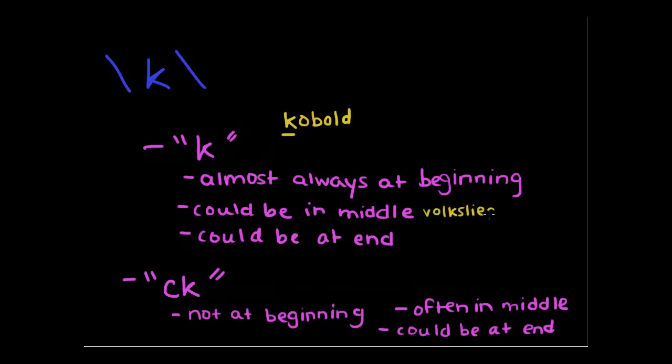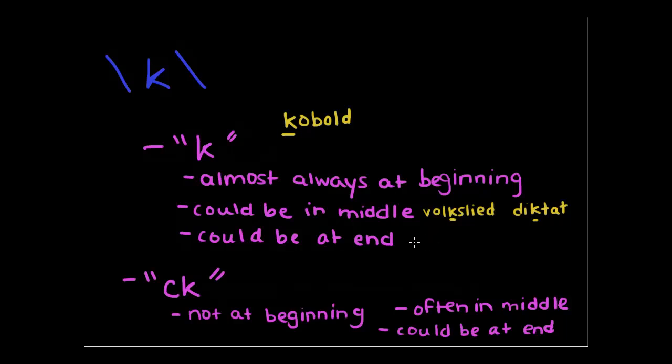Volkslied. And the way you would know is because it has the root folk, meaning people, which we covered. So if you recognize a root, go ahead and use it. We know it has a K. Another one is Diktat. Again, it might have a root similar to the English word dictate. So you have the K there, Diktat. So it could be in the middle for K.